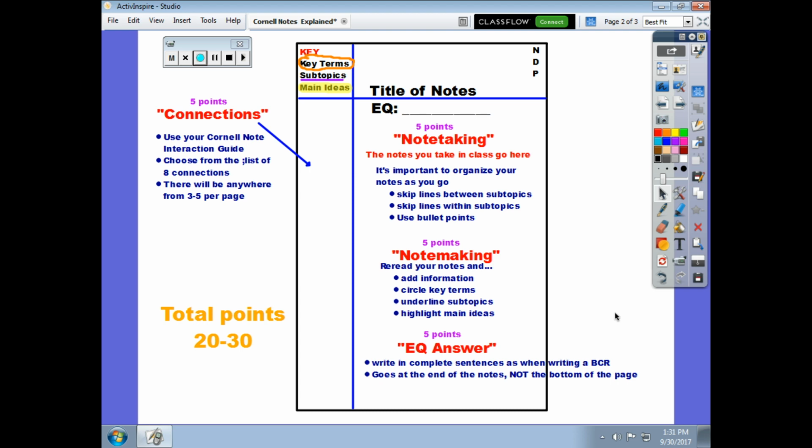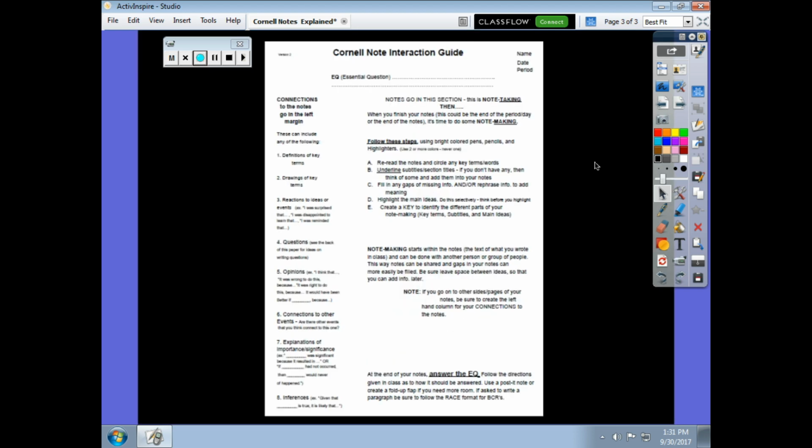Now, I've referred to this Cornell Note Interaction Guide, and I've talked about the fact that you've got a toolbox in your notebook. It's important that you actually see what that paper looks like. So this is the paper that I'm talking about. And if you look at this paper carefully, what it actually has on it is a division. So we talked about that left-hand margin. Imagine there's a left-hand margin right here.